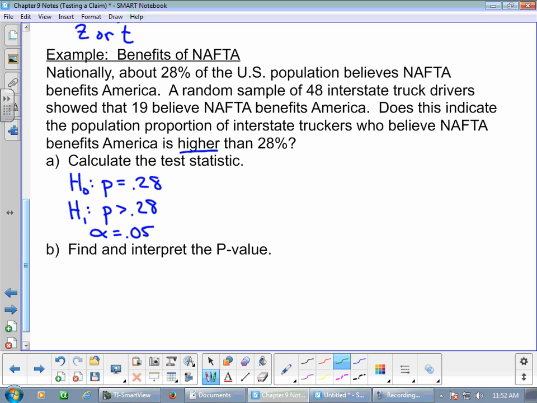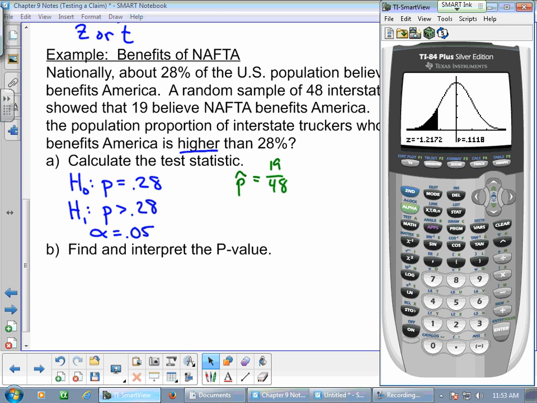What's p hat? It's 19/48, the proportion of truck drivers, right? So our sample of truck drivers, 19 out of 48 of them. 19 divided by 48 gives us, I'll just call it, 0.40.